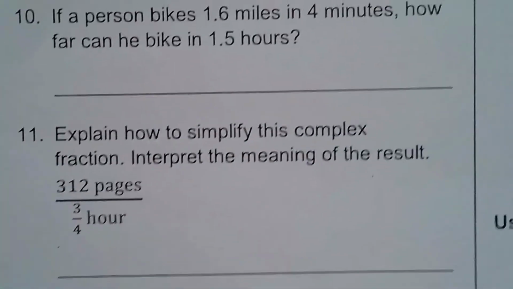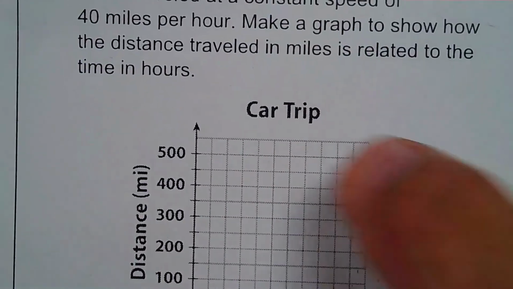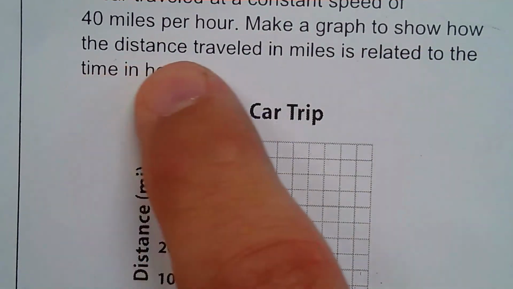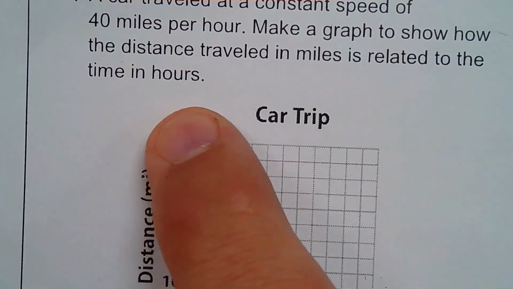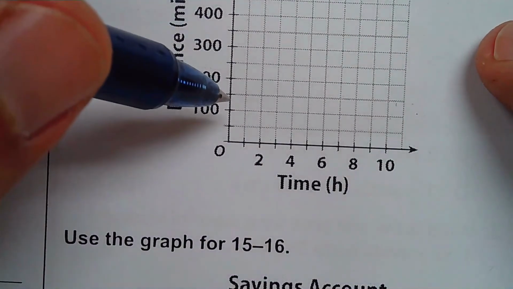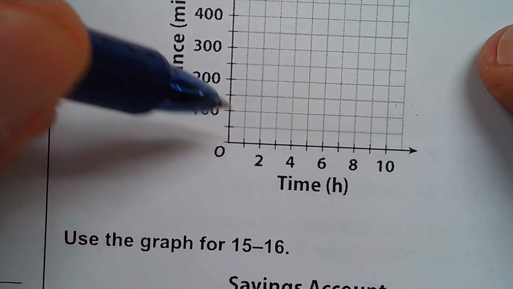And for number 14, I need another sheet of paper. Let's see, let me see if I got one here. Oh, I got one right here. So for 14, I think I might need to just use the page here. A car traveled at a constant speed of 40 miles per hour. Make a graph to show how the distance traveled in miles is related to the time in hours. So 40 miles per hour. So we have 1 hour, 40 miles. You know what?